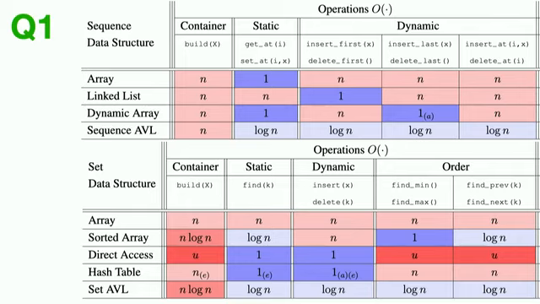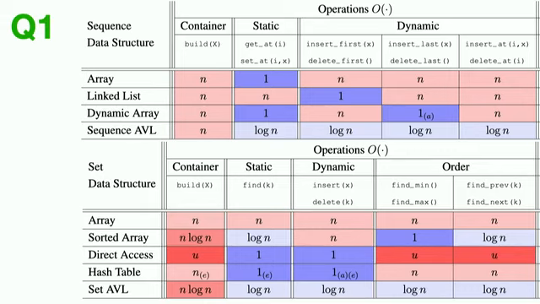A sequence AVL tree, useful, but not as ubiquitous as a linked list. As a dynamic array. Sorry, I said linked list. I meant Python list, which is a dynamic array. Okay, so the dynamic array tended to be, in your coding practice, your most common sequence data structure here, though we can get pretty good for this insert in the middle operation with the sequence AVL.